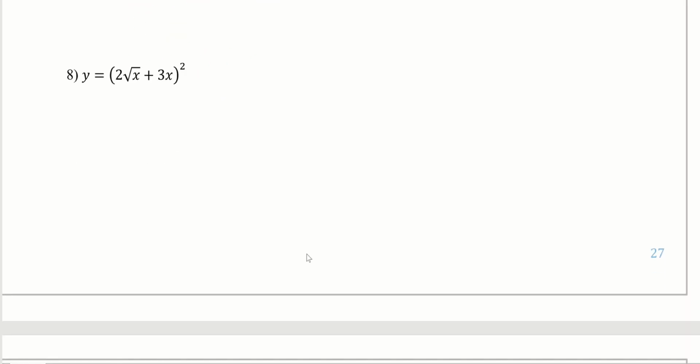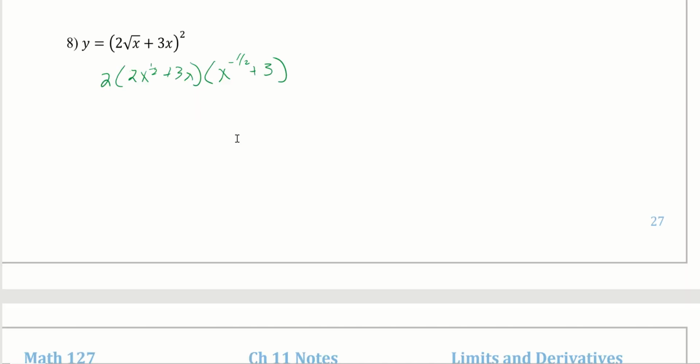Okay, number 8, same idea, bring that power down. So that'd be 2x, 2 square root of x. I might change that actually, because then it makes it easier for me to see when I'm taking the derivative of the inside. Now it brings it down to a power of 1, and then the derivative of the inside, so that 1/2 comes down, so that'd be x to the negative 1/2 plus 3. Nice. All right.